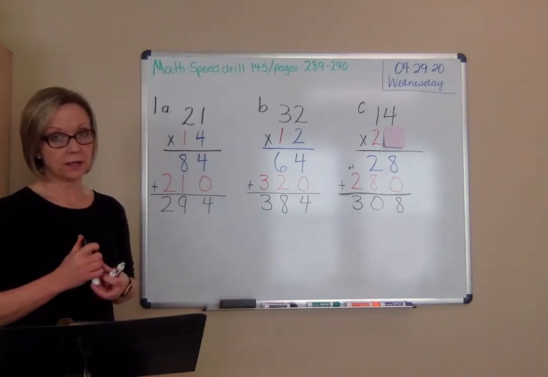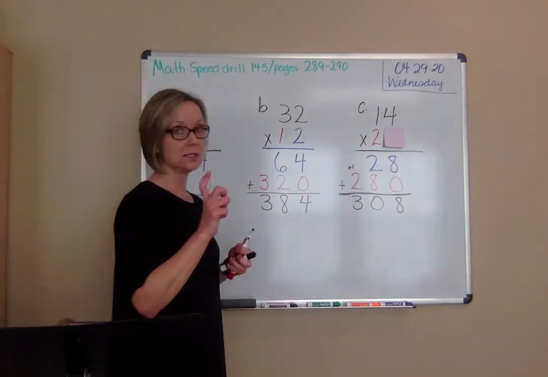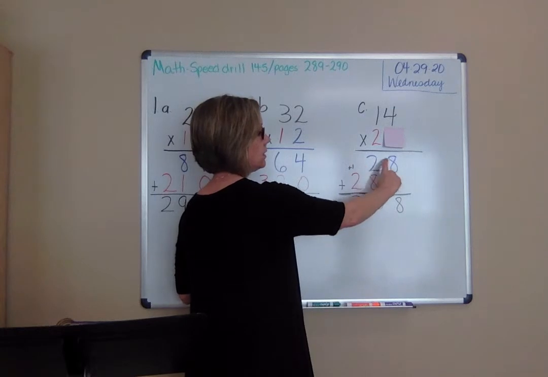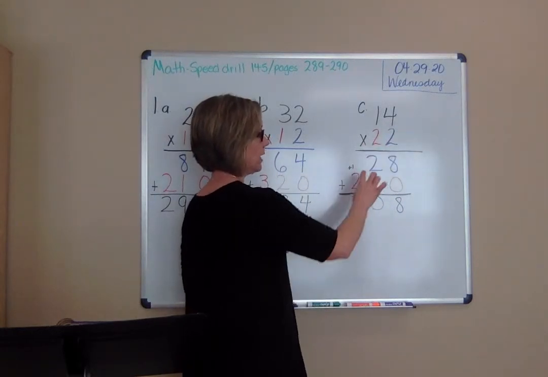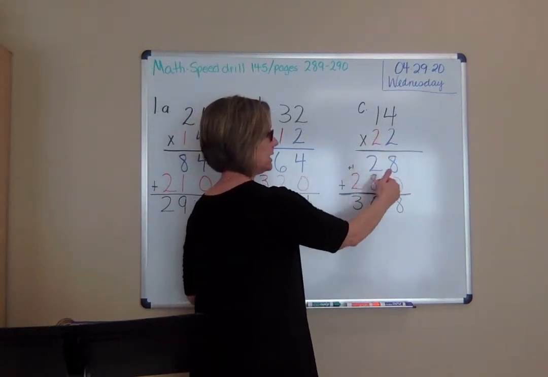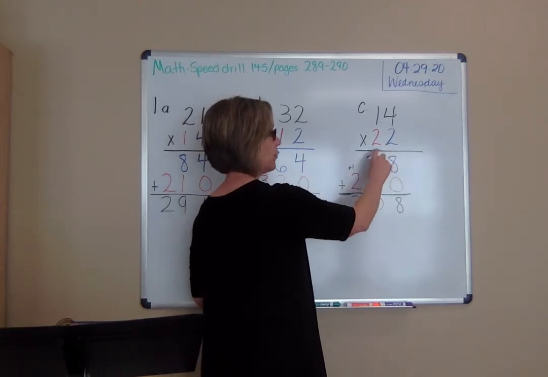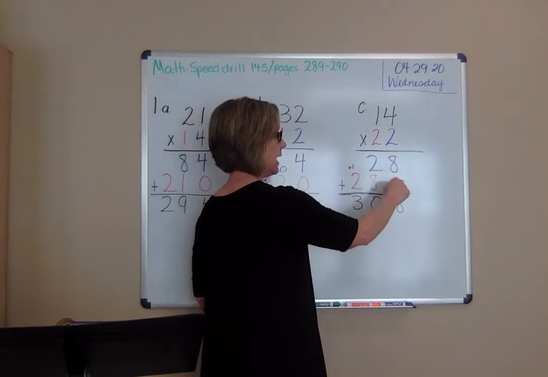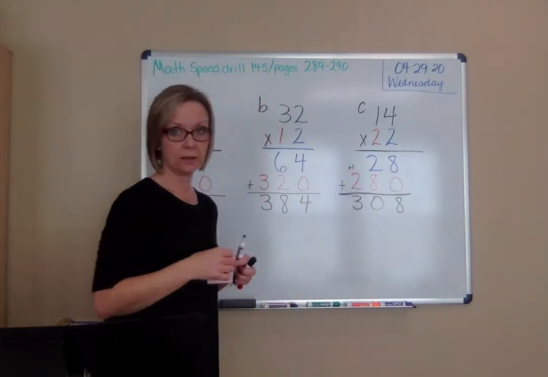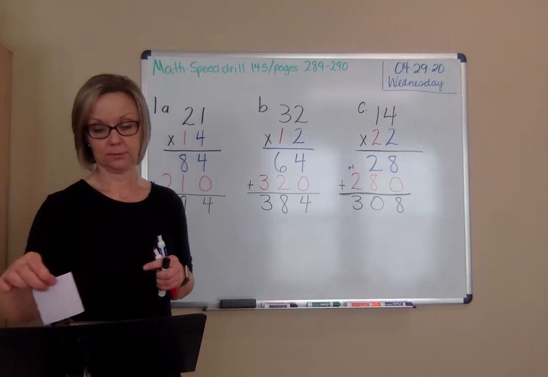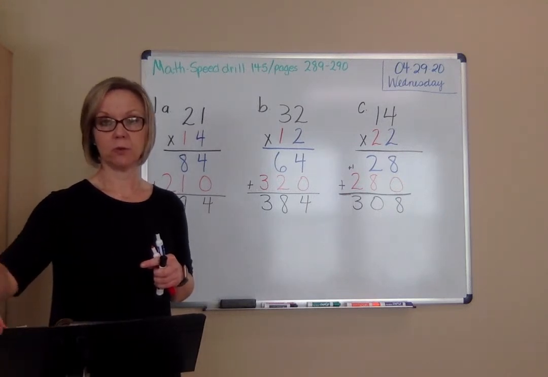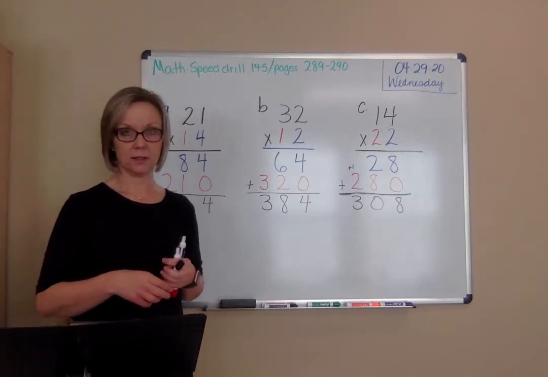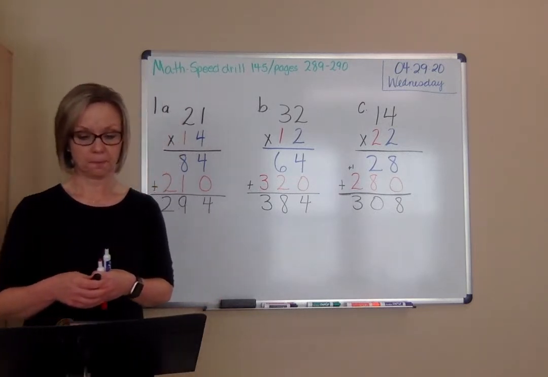Now, if you did not get 308, if you got a smaller number, check your values. For the ones line, did you have 28? For the tens line here, did you have 280? Not 28. So just be super careful with that. Every time you have to have a 0 there. That does not change. Okay?